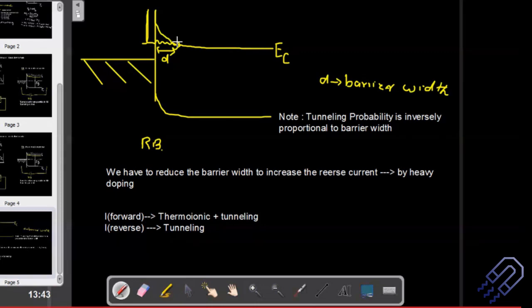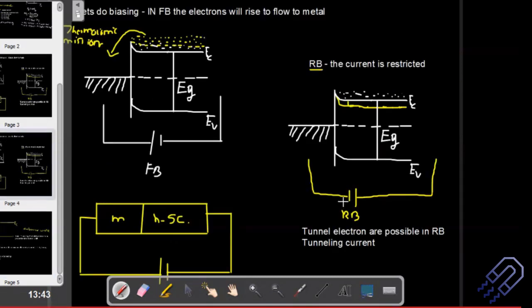If you have this energy band diagram, you know that the electrons flow from one end to the other end, just like the flow of water. But that only happens if we increase the potential. Let's make it forward bias. If we make it forward bias, this will rise and the electrons will flow. But this portion is still there, and that is the portion where the tunneling effect takes place.